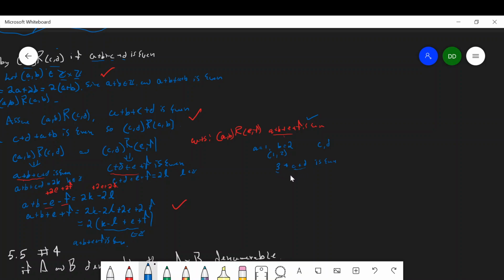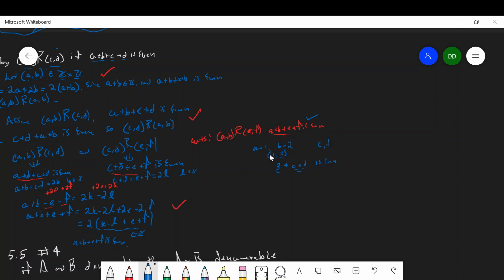Right, so 3: if C plus D is even, then it's no good. The total sum will be odd. So I need C plus D to be odd. So I need the sum of these two things to be odd. That means I must have an even and an odd, because an odd plus an odd is even, and an even plus an even is even. So here I started with an odd and an even. That turned out to be odd, as we know. And I would need C and D to be different parity. I would need C to be even and D to be odd, or the other way around.